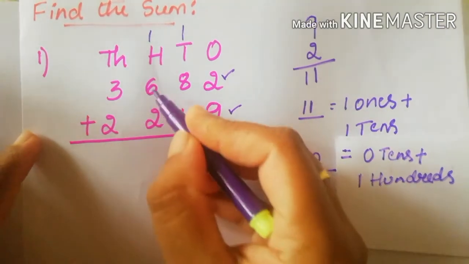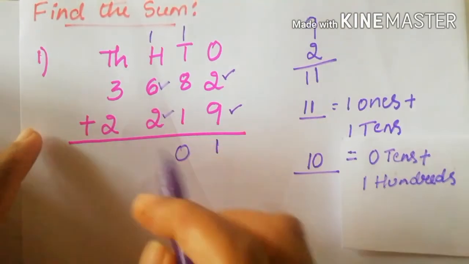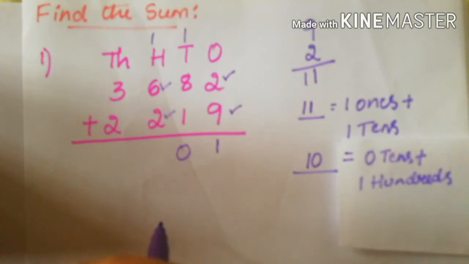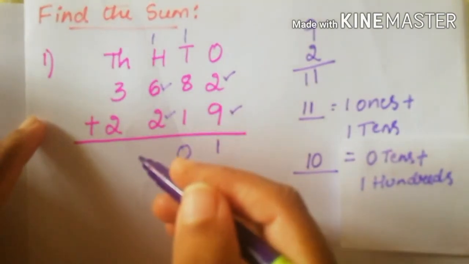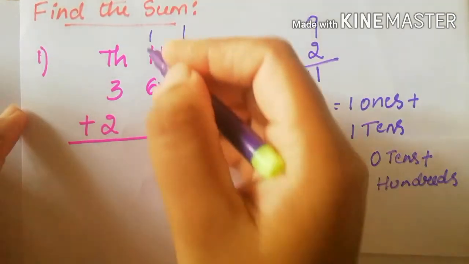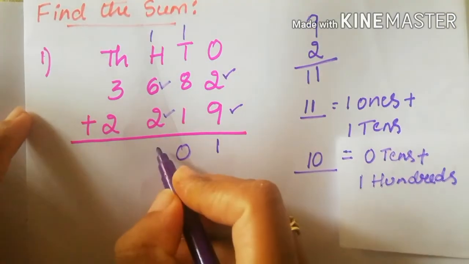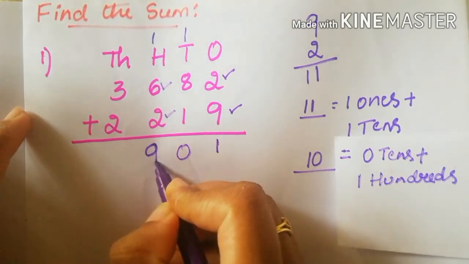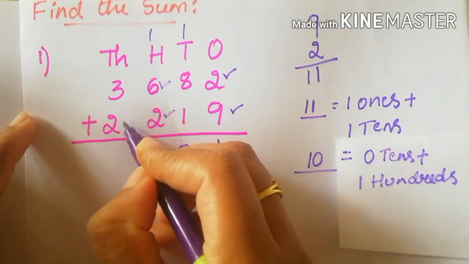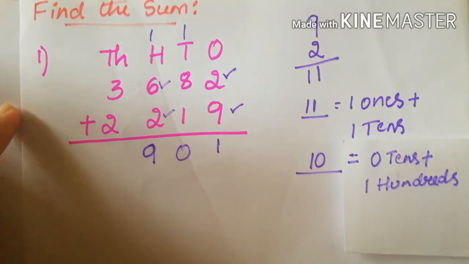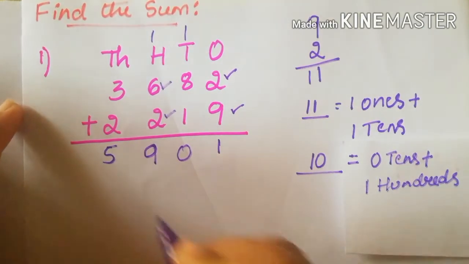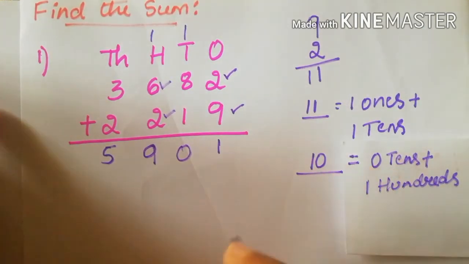6 hundreds plus 2 hundreds and the carry 1. Okay, 6 plus 2 is 8, right? 8 plus 1 is 9. We write 9 in the hundreds place. Then 3 plus 2 is equal to 5. Okay, 5 thousands. We write 5 in the thousands place.